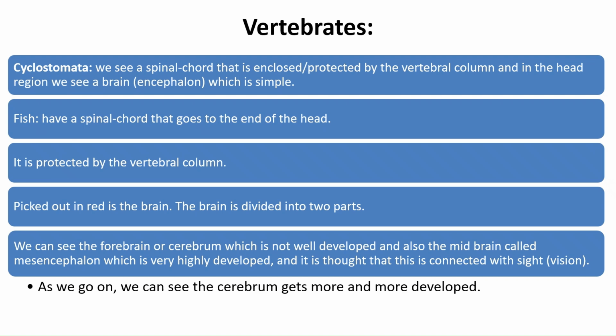In fish, we can see they have a spinal cord that goes to the end of the head. It is protected by the vertebral column. Picked out in red is a brain. The brain is divided into two parts. We can see the forebrain or cerebrum, which is not well developed, and also the midbrain called mesencephalon, which is very highly developed. And it is thought that this is connected with sight or vision.